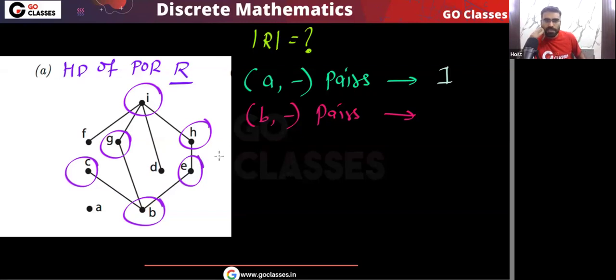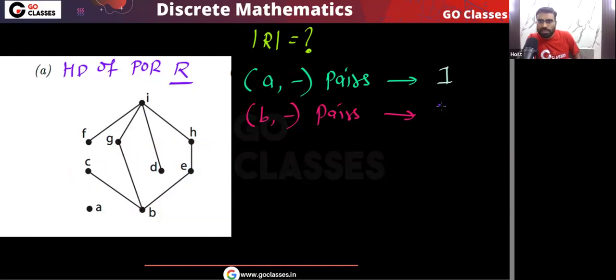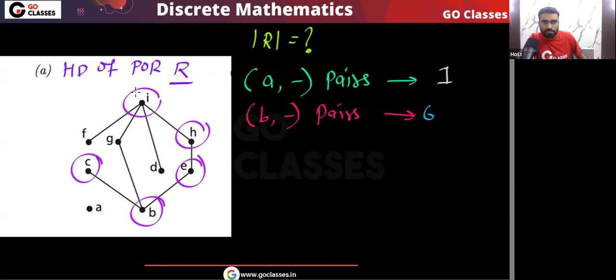So B is related. Can I say B is related to D? Do you have an upward path from B to D? No, we don't have. Yes or no? We don't have. So very simple point, because of B, 6 will come. Okay, 6 pairs are coming because of B. I am writing 6 pairs. So these are the B pairs.